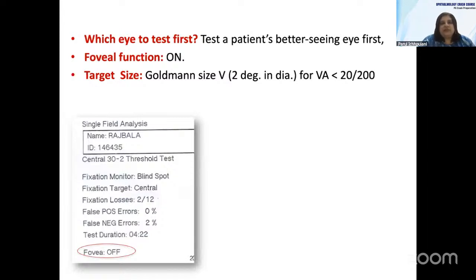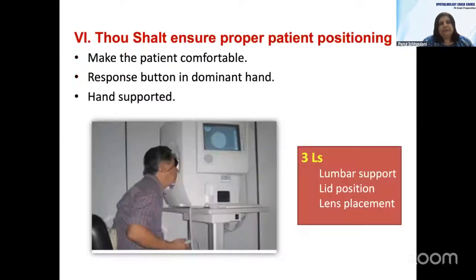Which eye to test first? Test a patient's better seeing eye first. Always remember to keep the foveal function on. That will give you an idea about whether the patient is looking properly, and if there is any foveal disorder. For a young patient, if the foveal threshold value is somewhere in the 20s, there is definitely something wrong in the fovea and you need to look at it. Change the target size if the visual acuity is less than 20/200. Then you can step up to a Goldmann size 5 from Goldmann size 3.